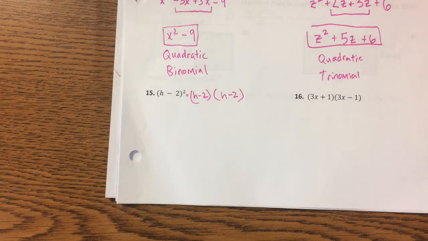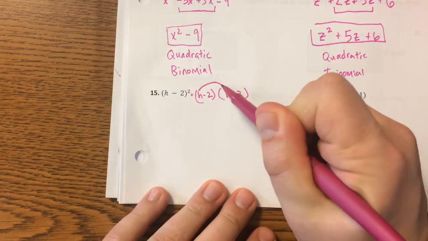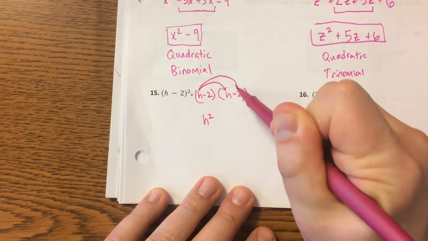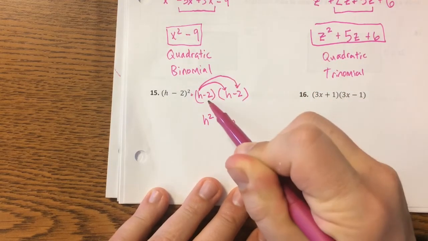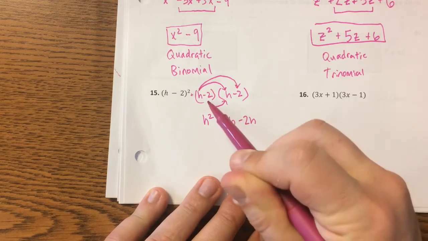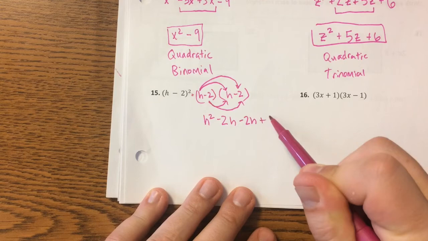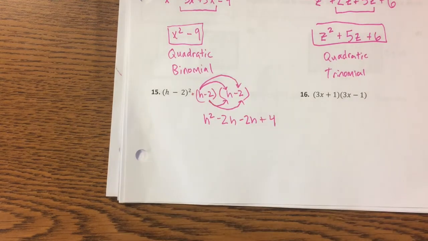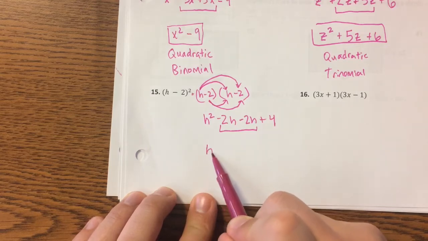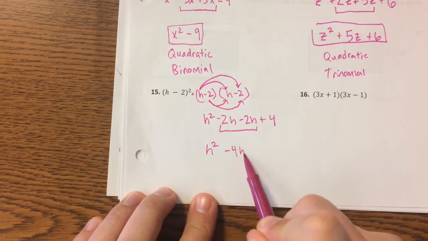So now I'm going to do my FOIL method. First, outside, inside, last. Combine my two like terms and get h squared minus 4h plus 4.